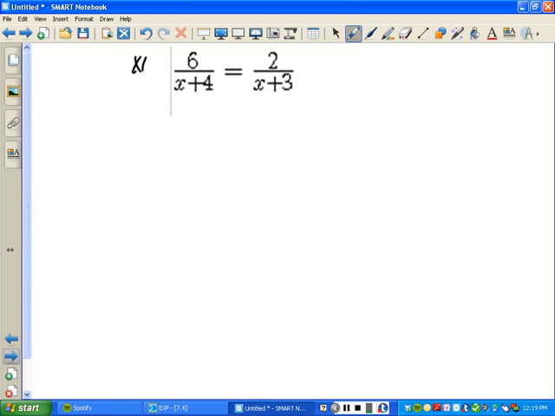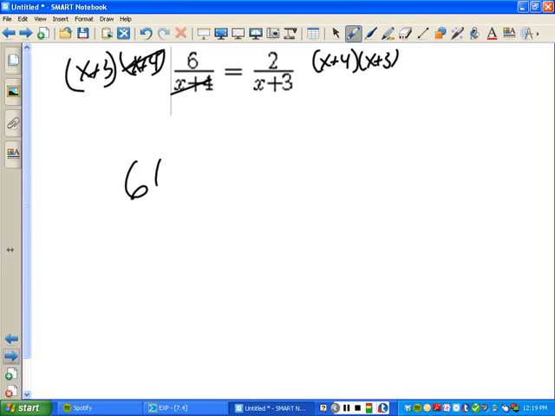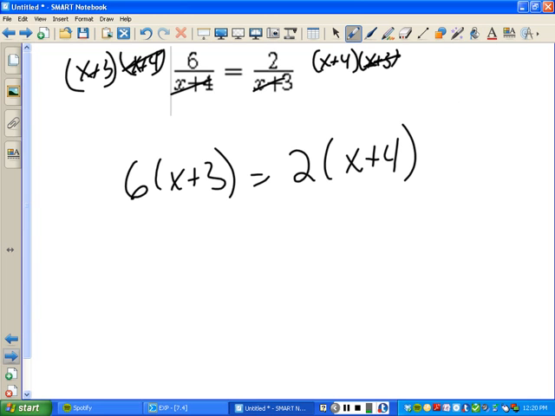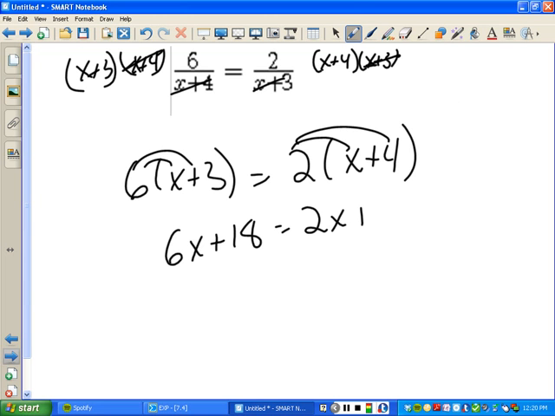All right. Common denominator is x plus 4, x plus 3. Now, the x plus 4 is going to cancel. You're going to be left with 6x plus 3 equals, the x plus 3's cancel, you're going to be left with 2x plus 4. Here, you're going to multiply through by 6, get 6x plus 18 equals 2x plus 8.